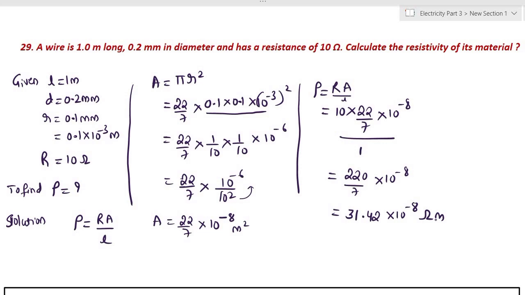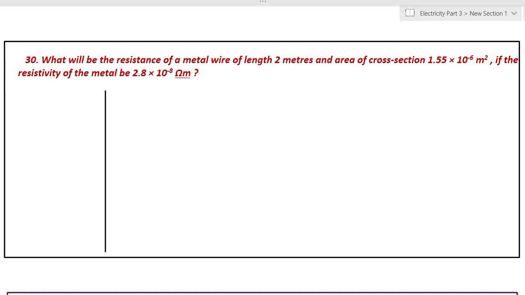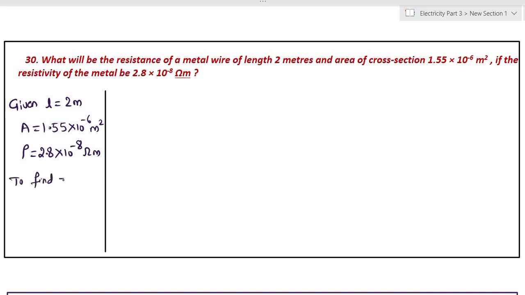Next question, let us move to the next question now. What will be the resistance of a metal wire? What has been given: the length of the conductor is 2 meter, the area of cross section is 1.55 into 10 to the power minus 6 meter square, and the resistivity is 2.8 into 10 to the power minus 8 ohm meter. To find, the resistance of a conductor is equal to question mark.